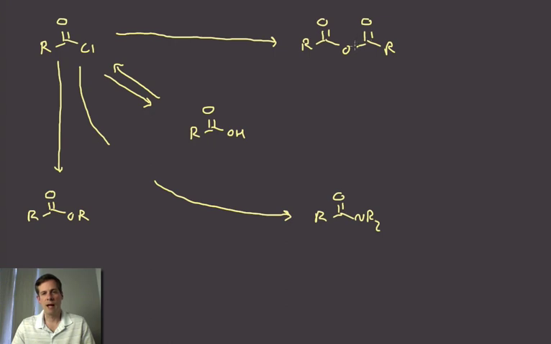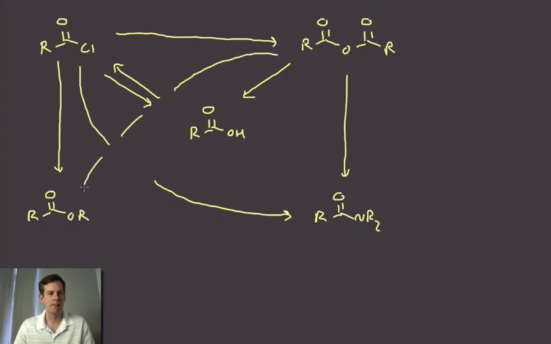From the acid anhydride, we talked about how we can certainly go to the amide. We can definitely go to the carboxylic acid, and we can definitely also go to an ester. That would also be a viable interconversion.